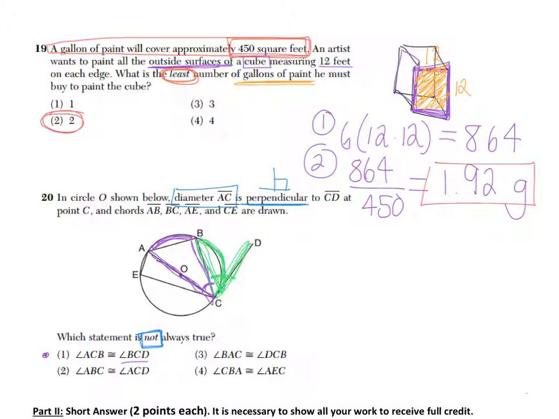Choice 2, ABC. So ABC, let me see if I can erase all this stuff. Oh, I can't, so we're just going to use a lot of different colors. ABC, A to B to C. Now, hopefully you're recognizing here that they said AC was a diameter, so that's going to make this be a right angle. And then the next one it talks about is A to C to D. Well, this is also a right angle because remember, tangents are perpendicular to radii. So it's not going to be choice 2.